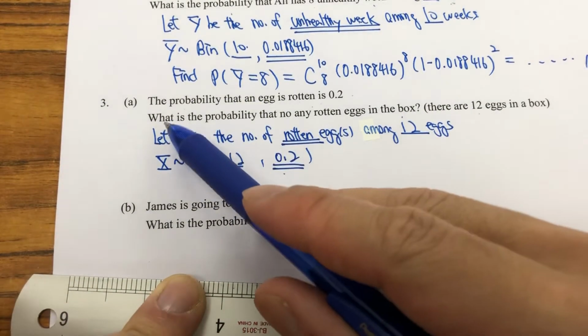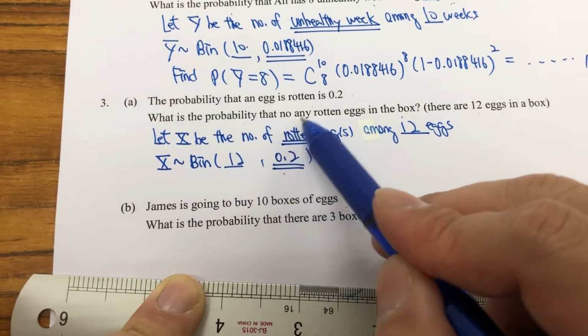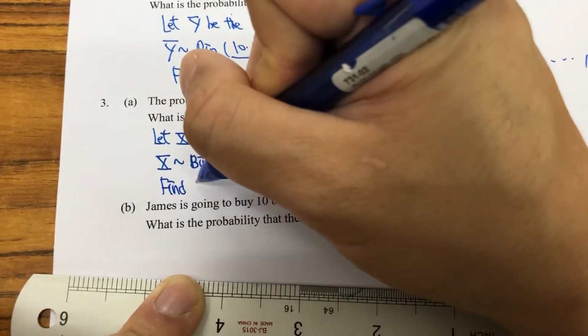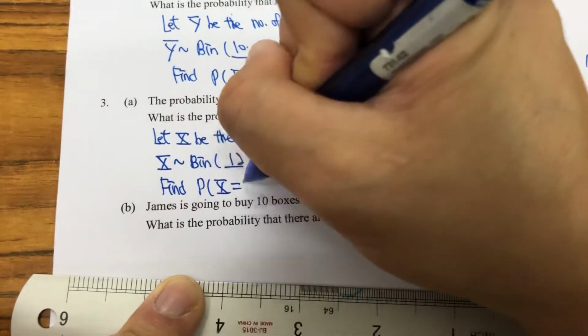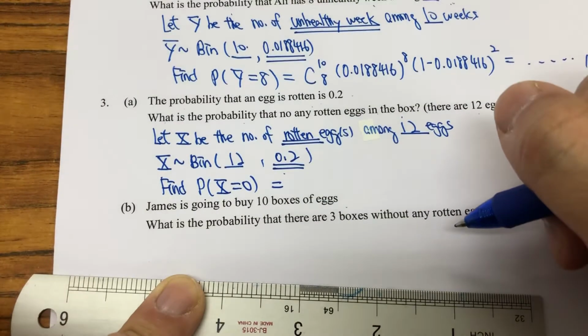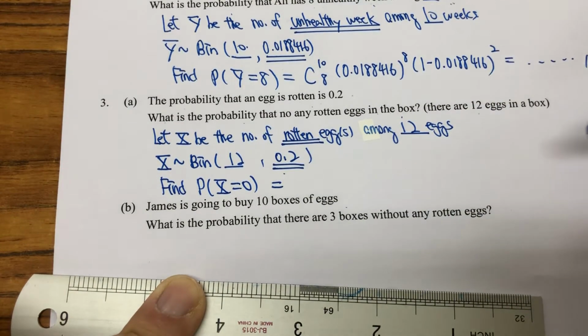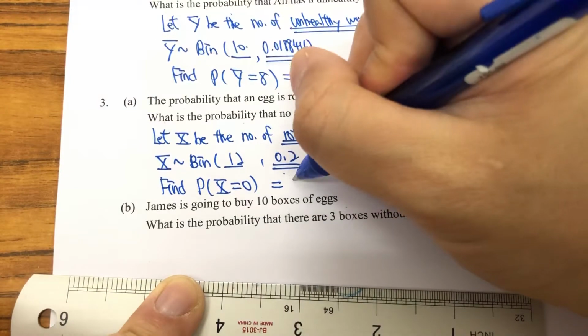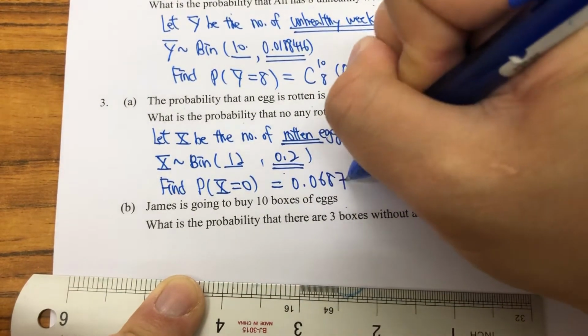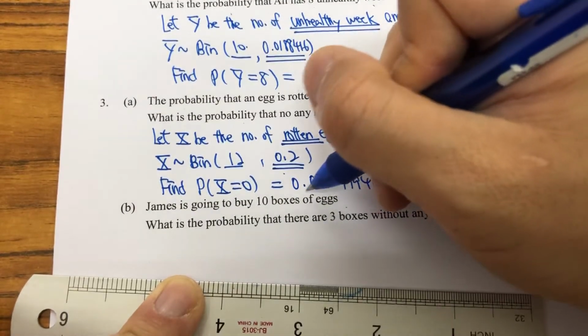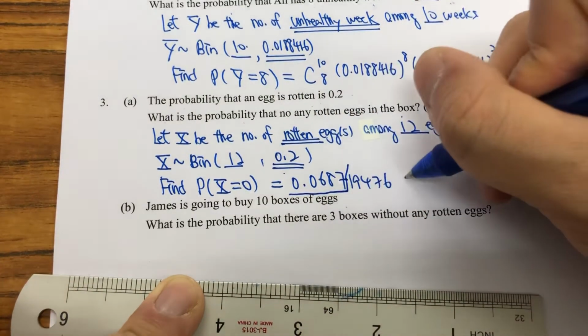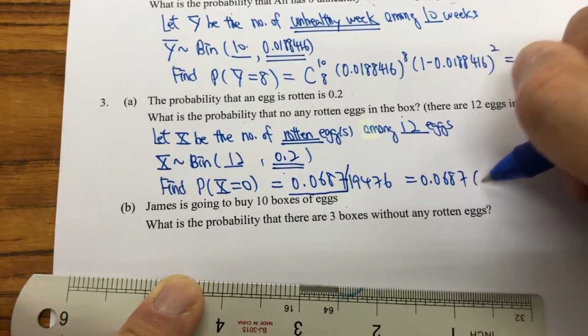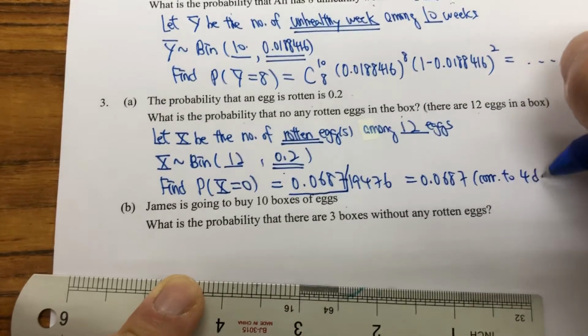Good. What are we looking for? What is the probability that there are no rotten eggs in the box? So we have to find the probability of x equal to 0. No rotten egg. Okay? So you should get 0.068719476.